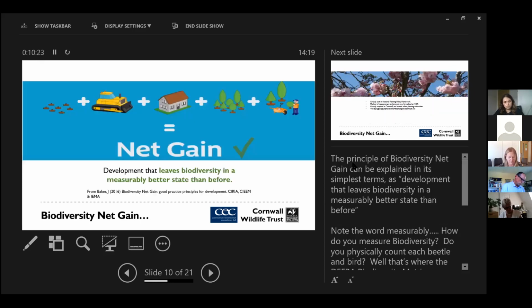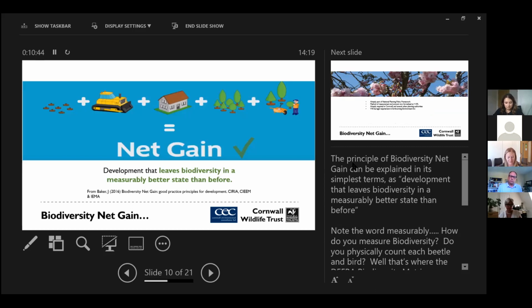The principle behind biodiversity net gain is that it's development that leaves biodiversity in a measurably better state than before that development has happened. And note the word measurably. So how do you measure biodiversity? Do you physically count each beetle or bee or bird, every blade of grass, every flower?